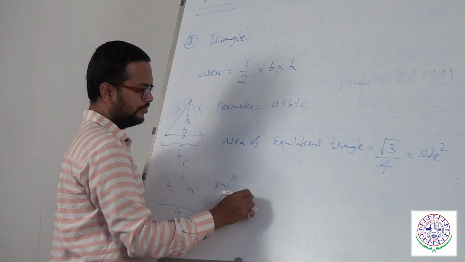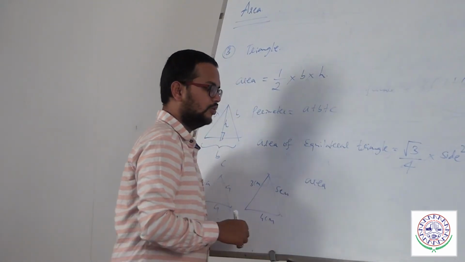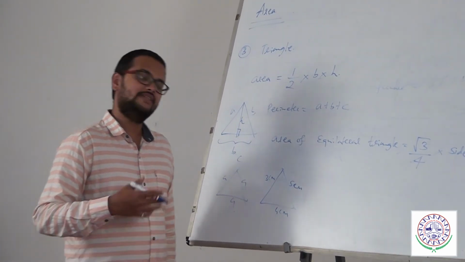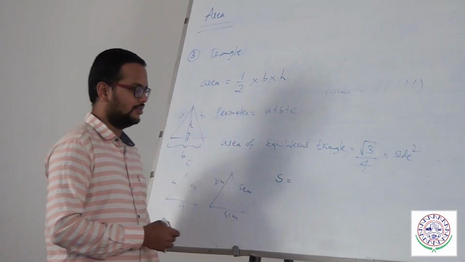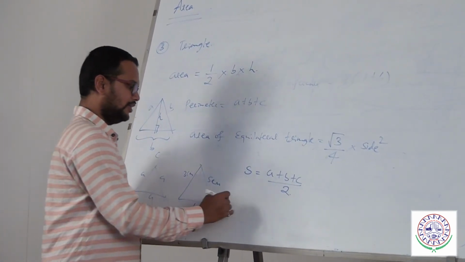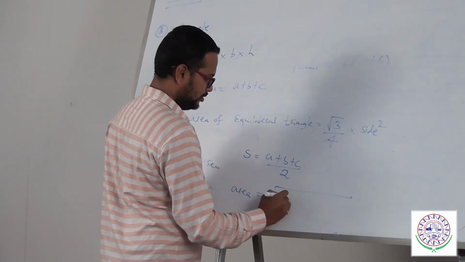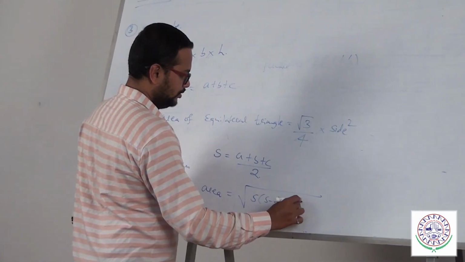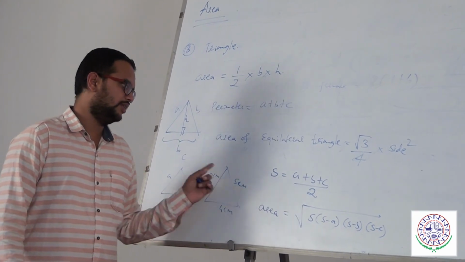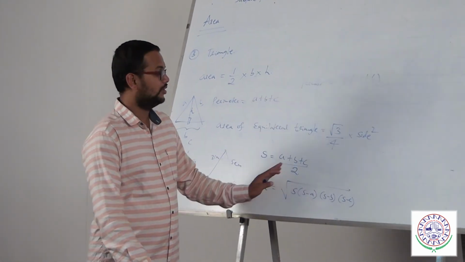One more: suppose we know the triangle sides, like this is 3 centimeter, this is 5 centimeter and this is 4 centimeter. Then we can calculate the area when the sides are given. First we need to find the semi-perimeter, S equals A plus B plus C upon 2. When we get the semi-perimeter, the area will be root of S into S minus A, S minus B, S minus C. Provided you first find the semi-perimeter. This concept is called Heron's formula.